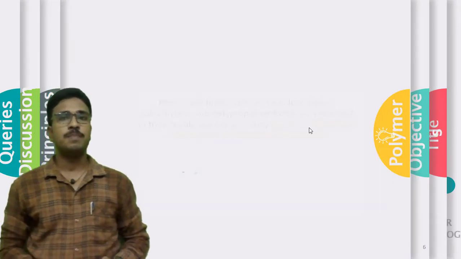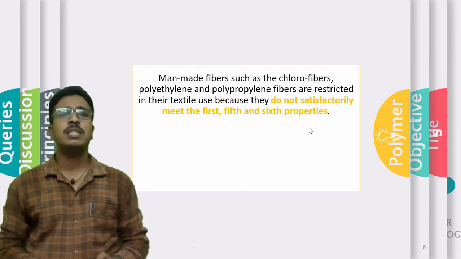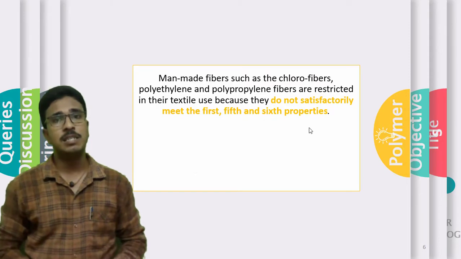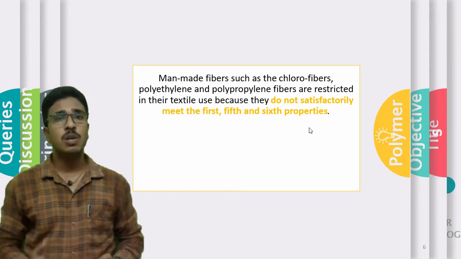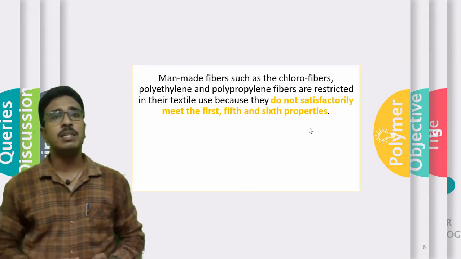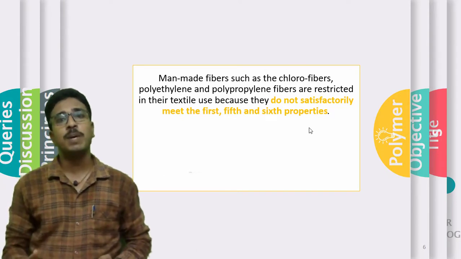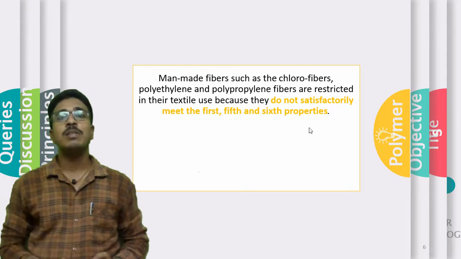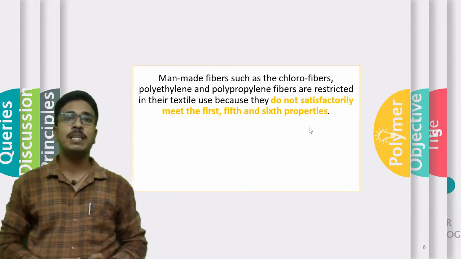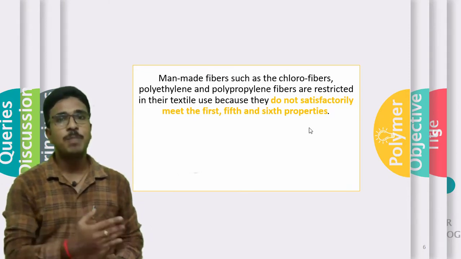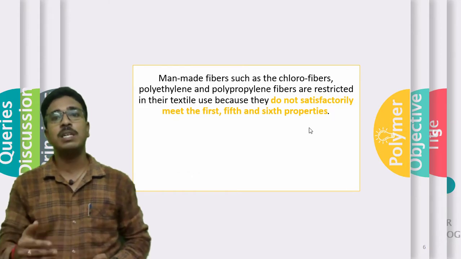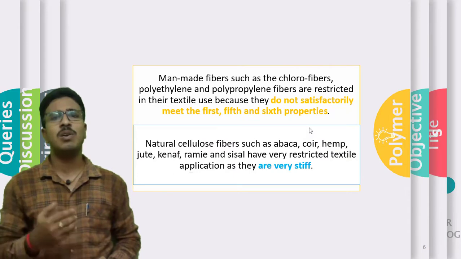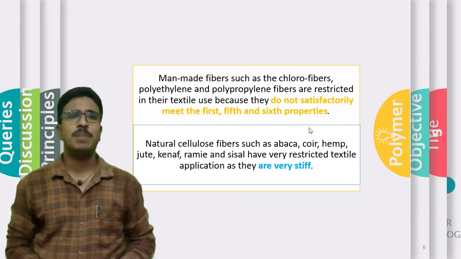Okay. Now, if you look at the different man-made fibers, such as fibers based on chloro, that is polyvinyl chloride, and polyethylene, polypropylene fibers, they are restricted in their textile use because they do not satisfactorily meet the properties which we have seen, the first, fifth and sixth properties. So that's why these fibers are not widely used in apparel applications.